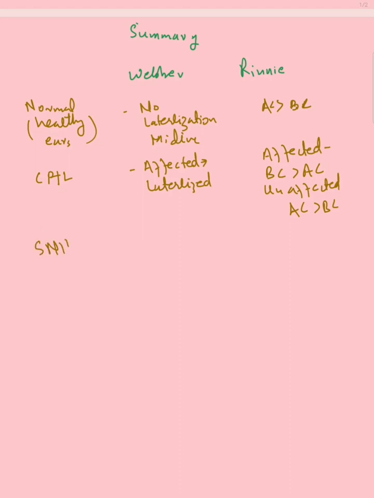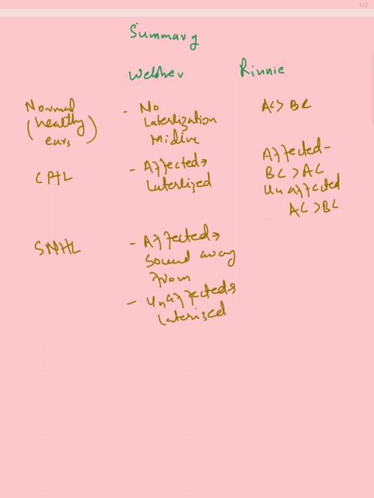Then sensorineural hearing loss. In the affected ear, the sound is going to be away from the affected ear and it is going to be lateralized to the unaffected ear. And in the Rinne test, in both ears, it is going to be normal. It is going to give you normal results in both ears: air conduction is going to be greater than bone conduction. So I hope this was helpful.